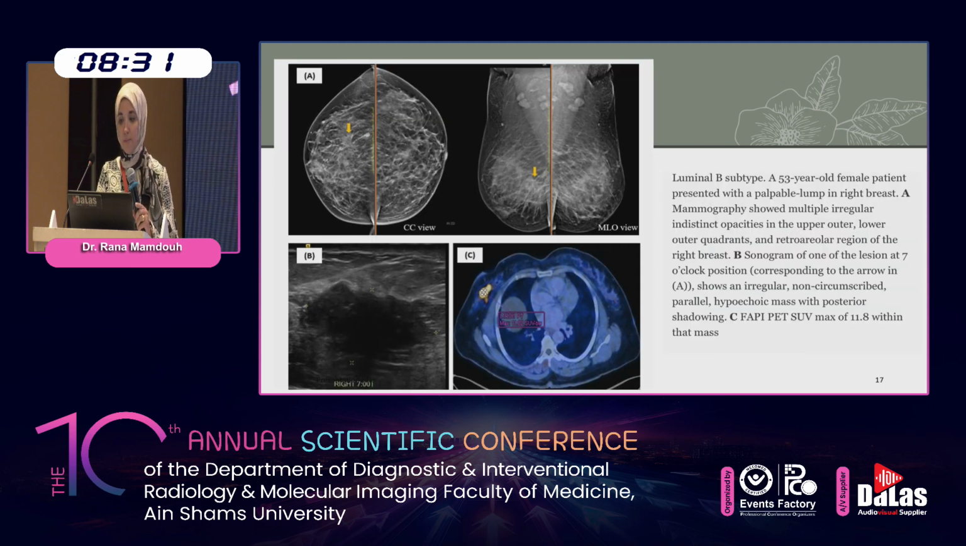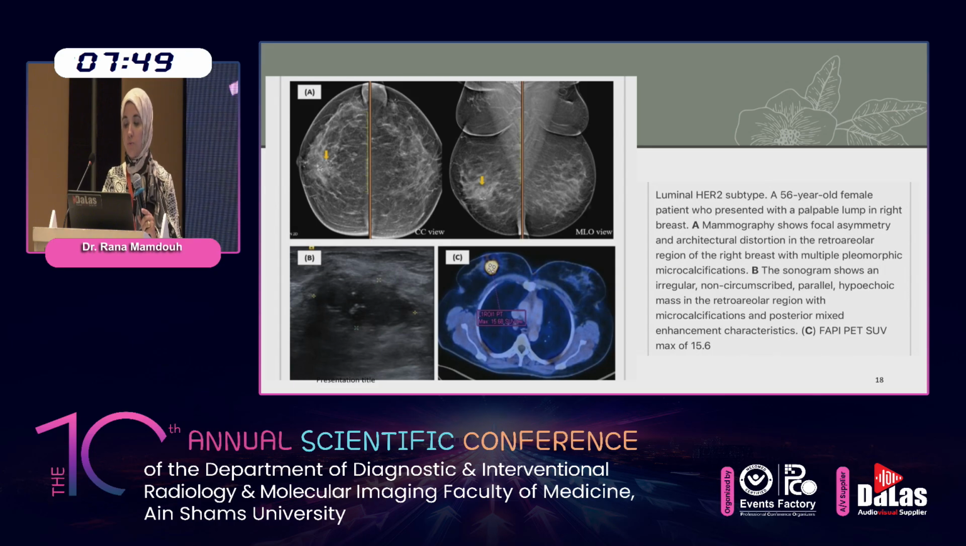Example of luminal type B: a 53-year-old female patient presented with a palpable right breast mass. Mammography shows multiple irregular, high density masses in the upper outer and lower outer quadrants and the retroareolar region of the right breast, as you can see in the image. On sonogram, one of the lesions, corresponding to the arrow in figure A, shows an irregular, non-circumscribed, non-parallel hypoechoic mass with posterior acoustic shadowing. And in C, we show a PET-CT with an SUV max of 11.